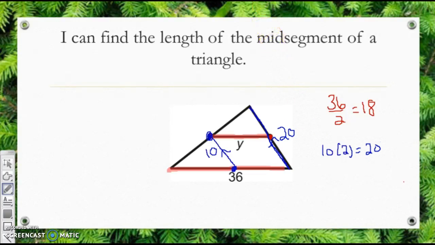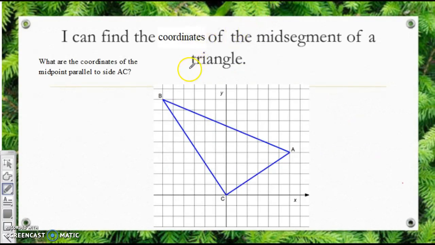All right, so the other thing you need to know about midsegments is that you find them by finding the midpoints of the sides. So the next I can statement is I can find the coordinates of the midsegment of the triangle. It says, what are the coordinates of the midsegment parallel to side AC? I'm going to start off by highlighting AC. And then I know that it's going to be parallel to that somewhere in here. But I want to find the coordinates exactly. So I'm going to start off by finding the coordinates of the midpoint of BC.